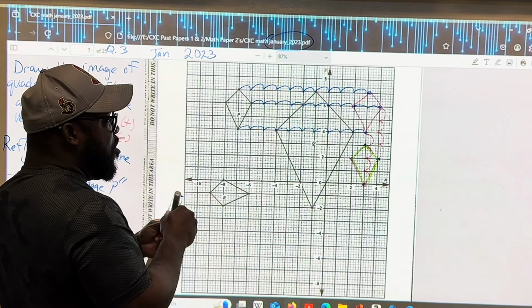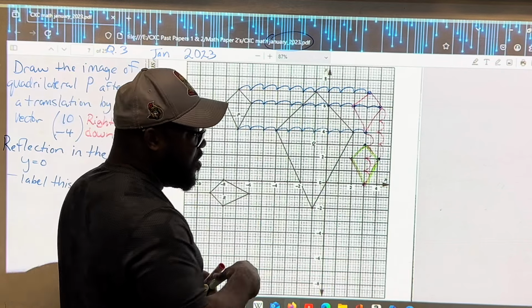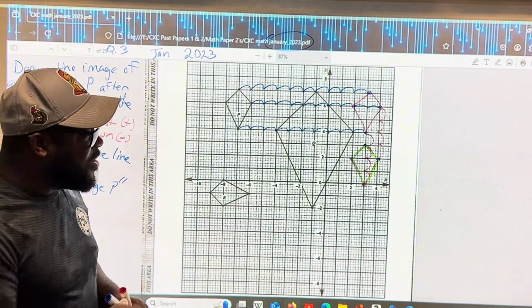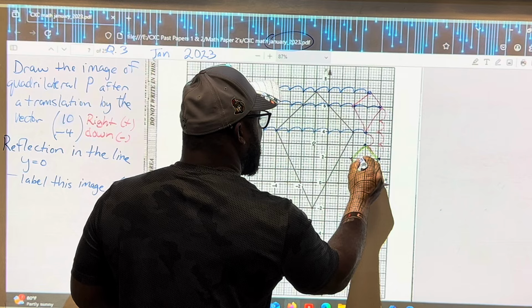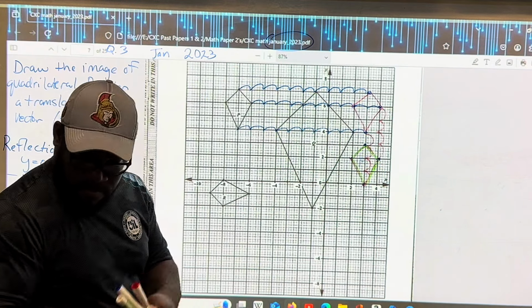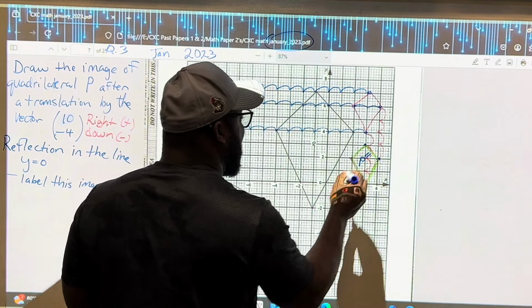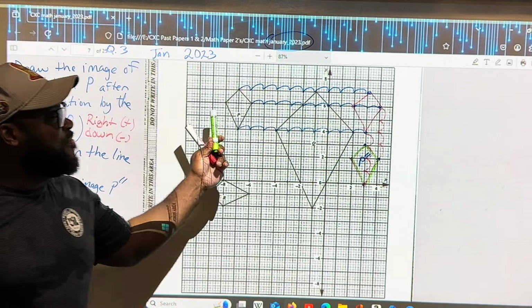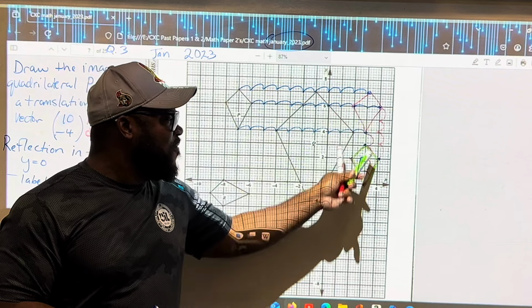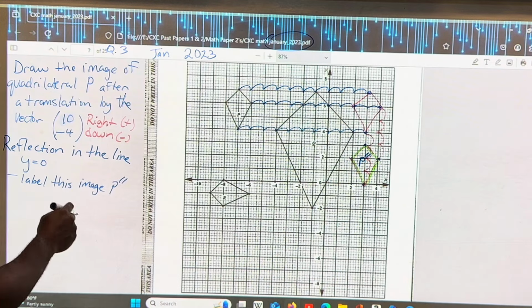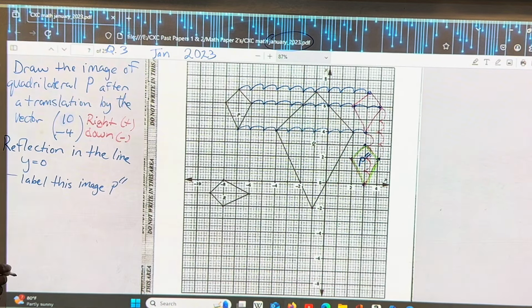Okay, so this is now called P what? P prime? P double prime. Remember, see that? So this has been shifted from here to here and from here to here. That question now is answered.